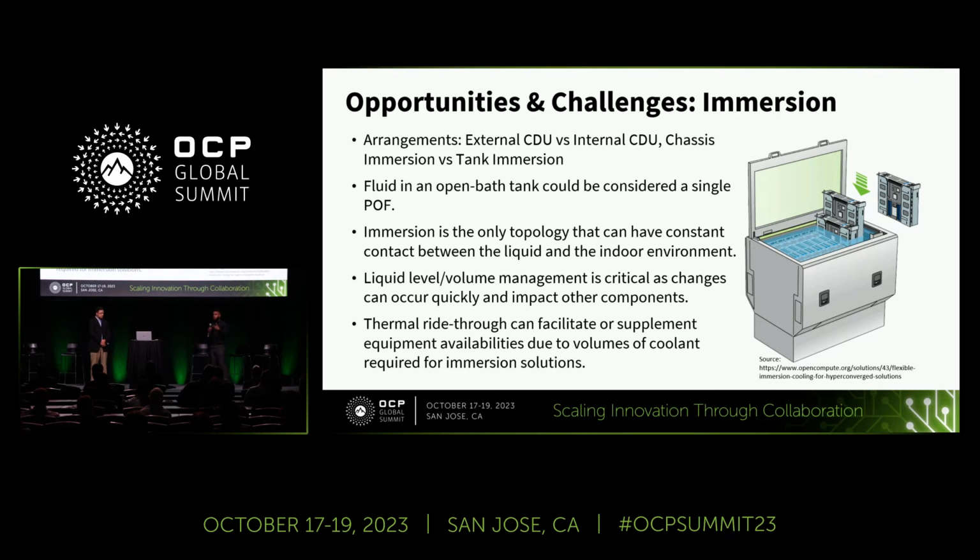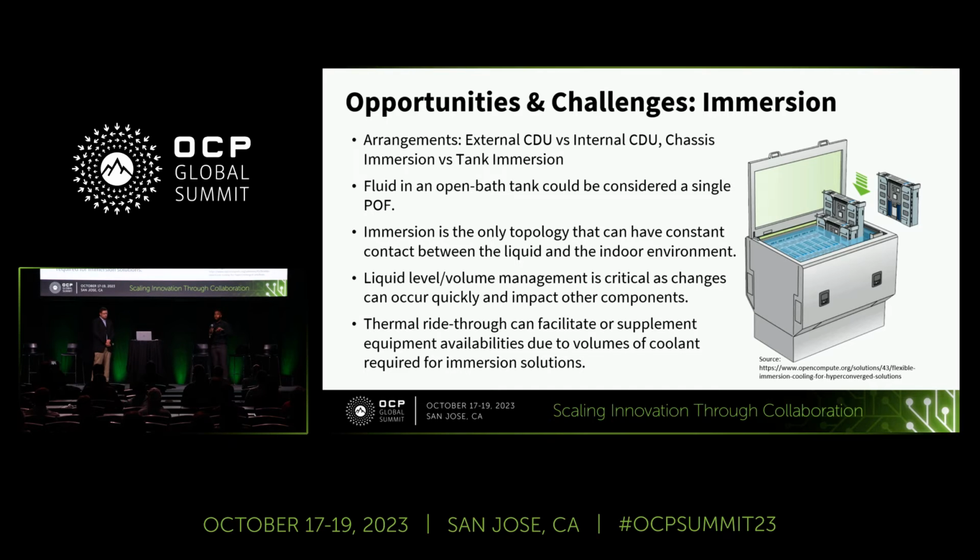So in the case of immersion, we looked at having an external versus an internal CDU, or chassis immersion versus tank immersion. So those were the kinds of scenarios that we looked at. And in terms of the unique characteristics for immersion cooling, the fluid would be a single point of failure, meaning that if for some reason your fluid became contaminated, you virtually lose your cooling, right? So that is one unique aspect that you need to take into consideration if you're doing a concurrently maintainable design.